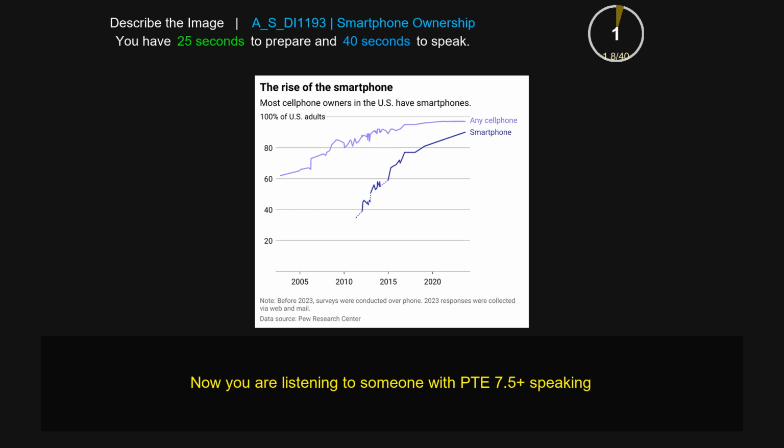This chart is giving information about the rise of the smartphone in the US. It also shows different years such as 2005 and 2010. The highest number of the photo is 100%, which is related to any cell phone, and the lowest number is 40, which is related to smartphone in 2010. Finally, I can see 2015 and 2020.